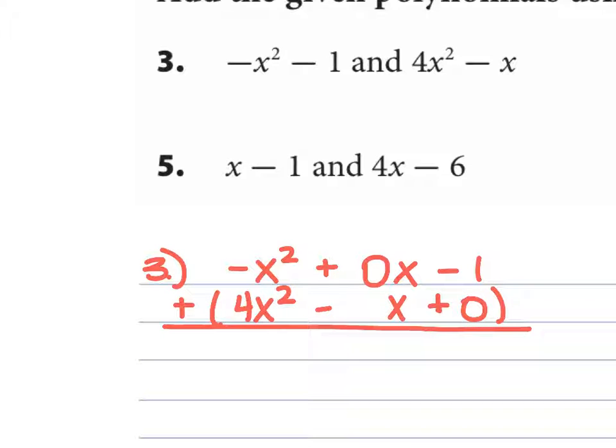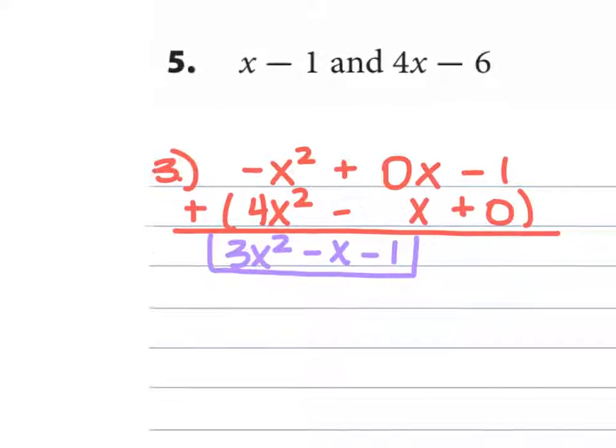So from here, the negative x squared plus 4x squared is 3x squared. The 0x minus x is negative x, and the negative 1 plus 0 is negative 1. So 3x squared minus x minus 1.